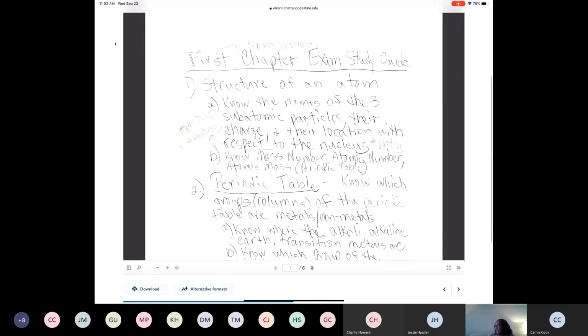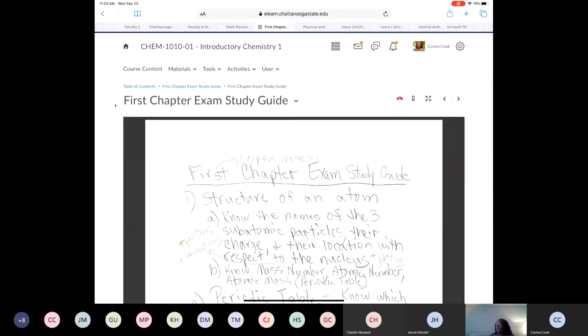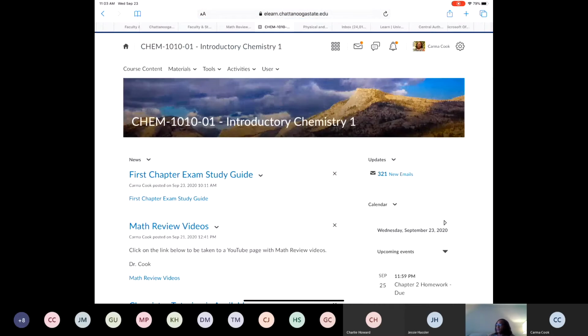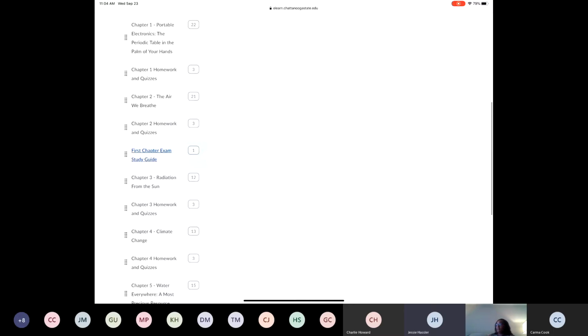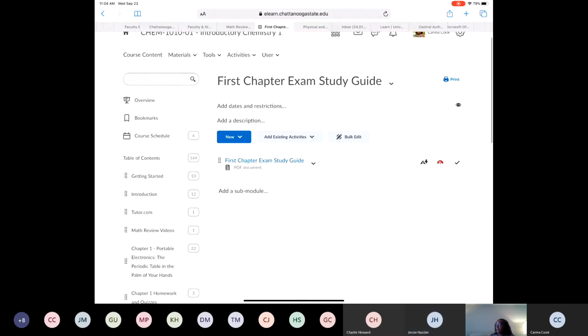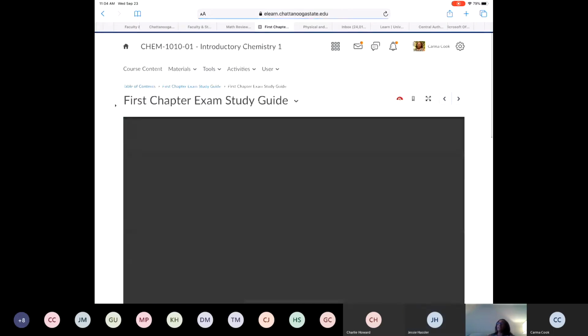So again, this little study guide, you can find it on the eLearn course homepage in this news item. Just click on first chapter exam study guide, and it'll take you to the PDF. And you can download that PDF file. And you can also find this under the course content tab as well, right underneath chapter 2. There's the study guide there again. So I've got it in 2 places.